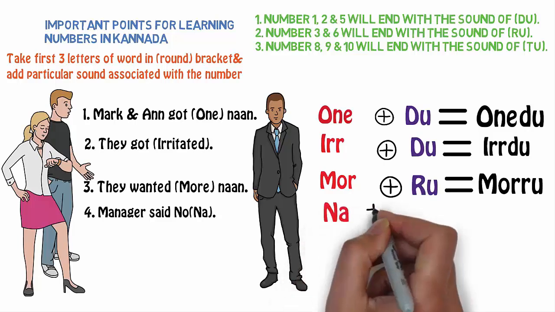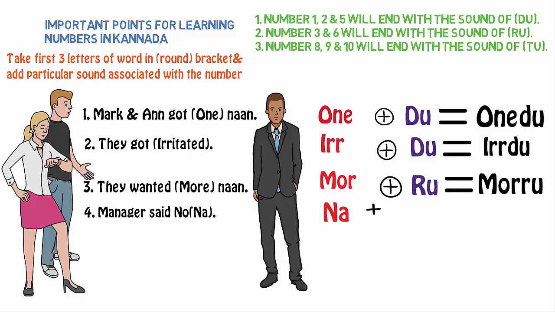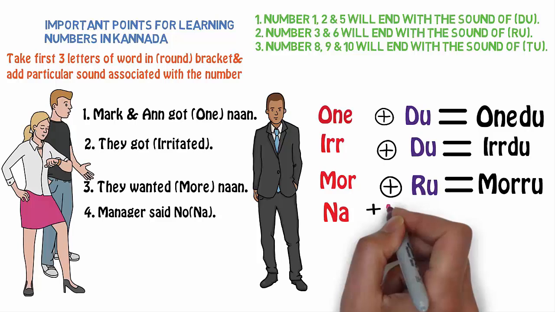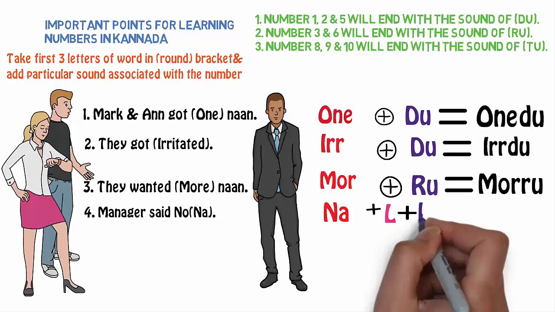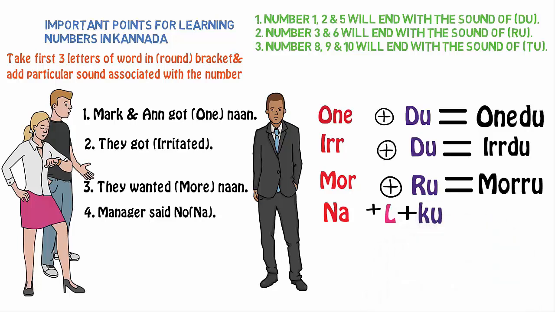So being a negative letter word, we'll add a bit of love into it. So we'll take L from love and we'll add it to na so that it becomes a 3-letter word. And now what kind of sound it requires? Being a negative word, we'll give it the sound of ku. Ku is a sound produced by cuckoo, which is said as the sweetest sound in animal world. So if you'll add NAL plus KU, it will be Nalku, which will be number 4 in Kannada.